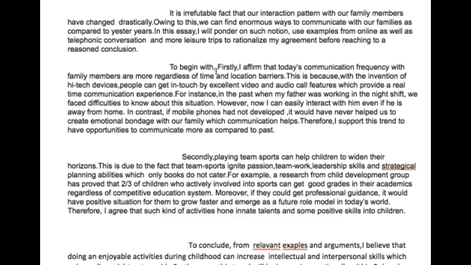Firstly, I can affirm that today's communication frequency with family members is more regardless of time and location barriers. Good start, solid position, demonstrated, topic sentence, solid. This is because with the invention of high-tech devices, people can get in touch by excellent video and audio call features, which provide a real-time communication experience. Excellent.